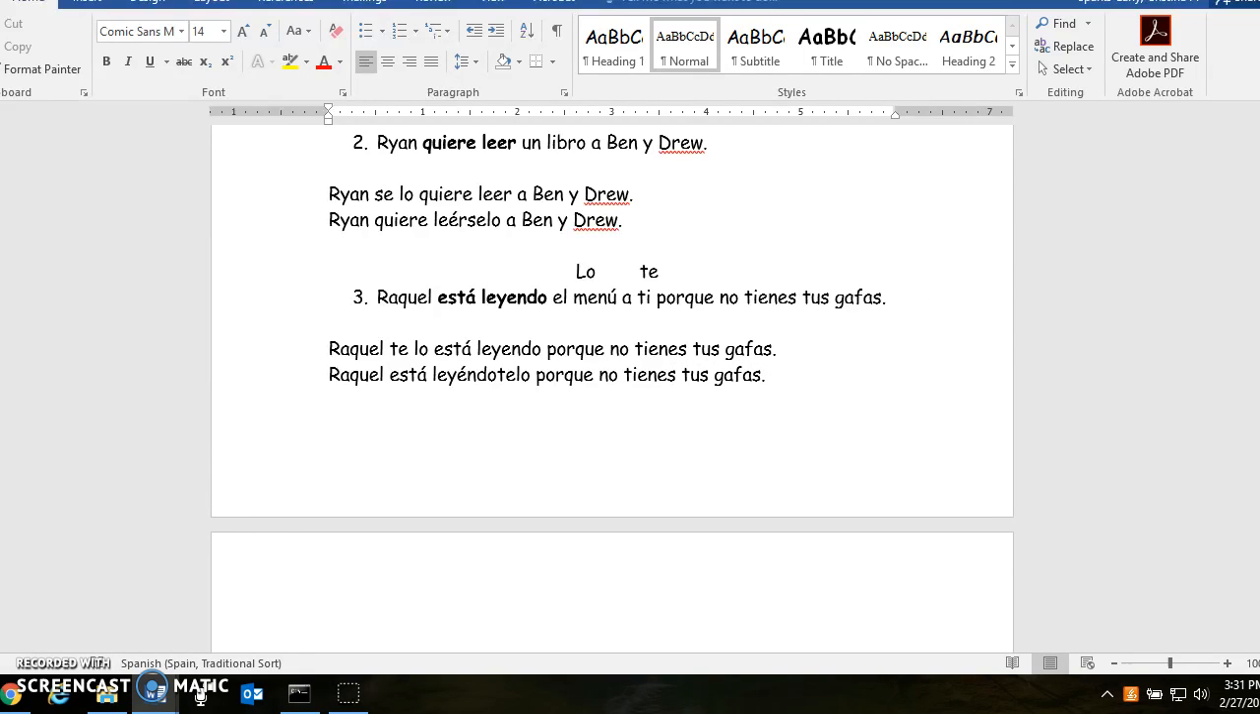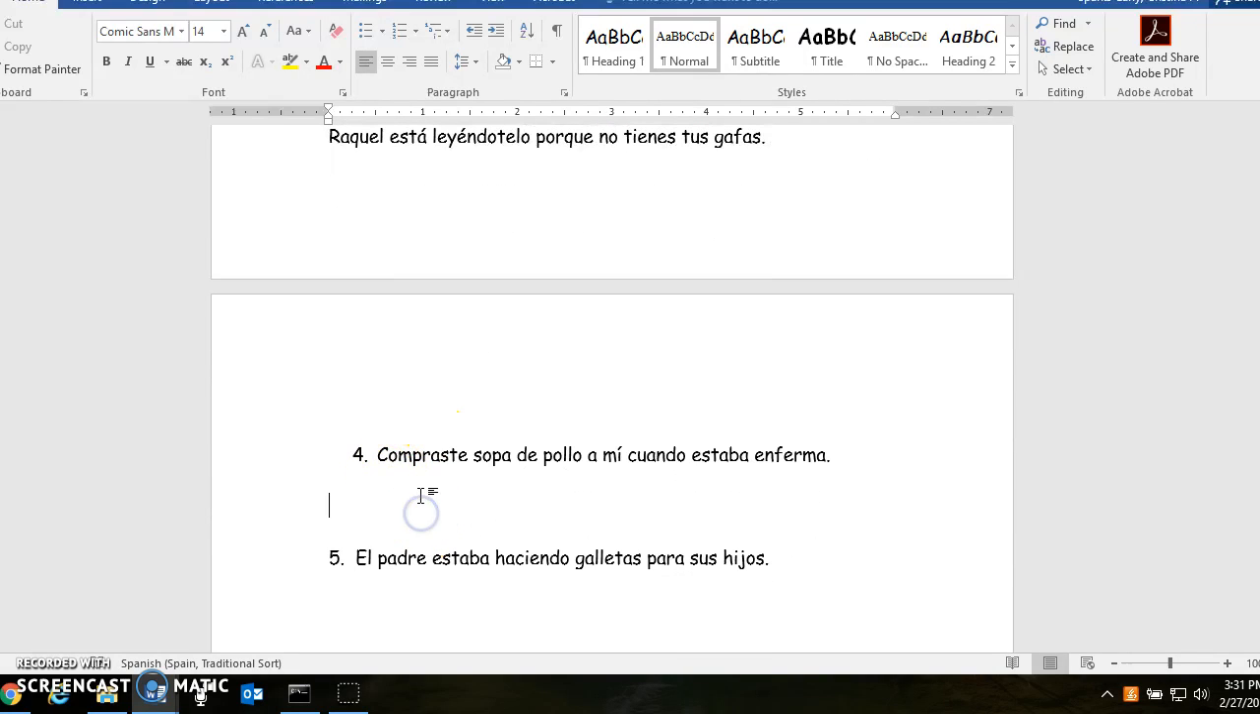Leyendo. So the stress was on the second E, and then you have to count back 4. And I know that your brains don't like the way this looks because this looks like a crazy long word, but it is accurate. That is grammatically correct.